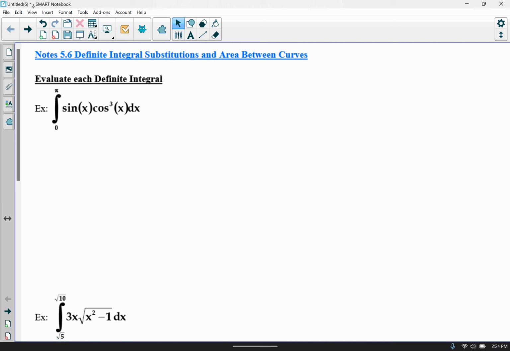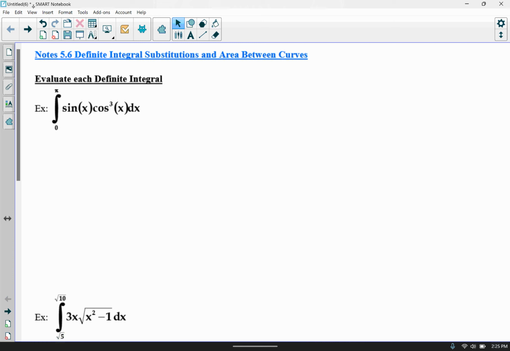We won't have the plus c because it'll be a definite integral, but we've actually already done a section on definite integrals. We just didn't have the u substitution under our belts at the time. So this will essentially be looking at doing the u substitution and evaluating definite integrals in that format.